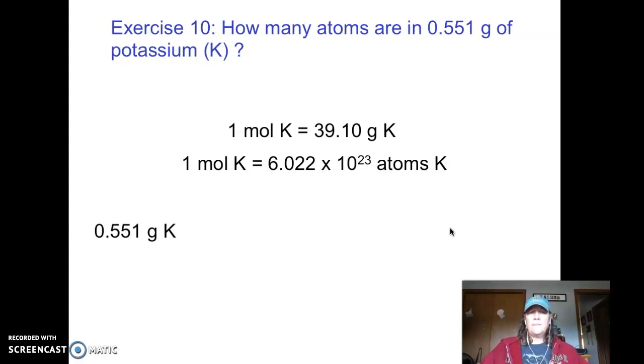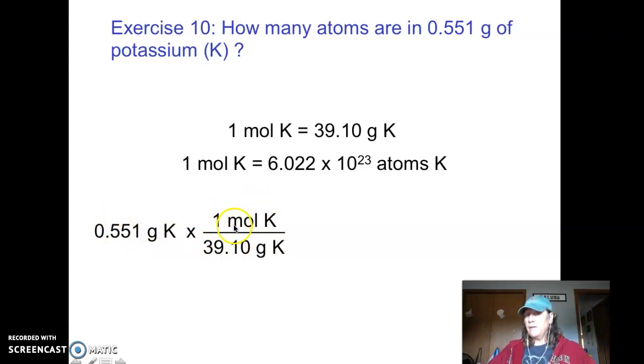So I take my grams of potassium and I have to change them to moles. I'm going to multiply by 1 mole on top, 39.1 grams on the bottom. If you want to use 39, that's fine. The grams of potassium are going to cancel out, and I'm going to have moles. So that's my first step: get rid of grams and find moles.